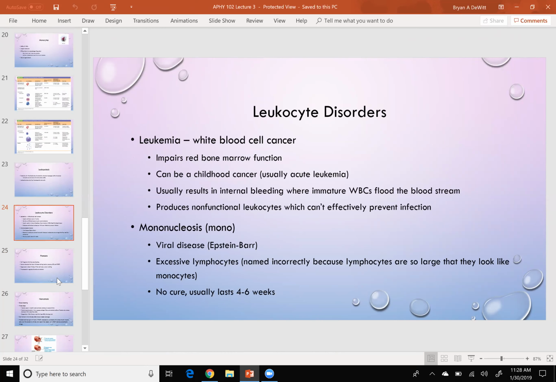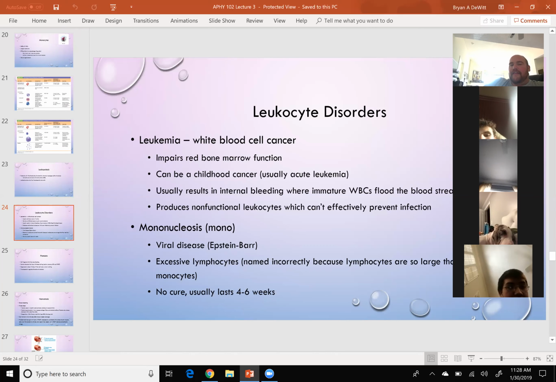I do want to talk a little bit about leukocyte disorders. Leukemia is a white blood cell cancer, and it is usually a childhood cancer. So does anyone have any ideas as to why leukemia is more common in children than adults? Why might a child be more likely to get leukemia than an adult? Because white blood cells divide more when you're a child. Correct. Yep, it's the same reason that bone cancers also tend to be more common in children. So yeah, that's true. Now, adults can certainly get leukemia as well.